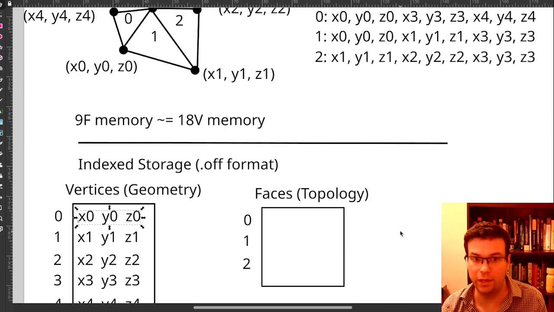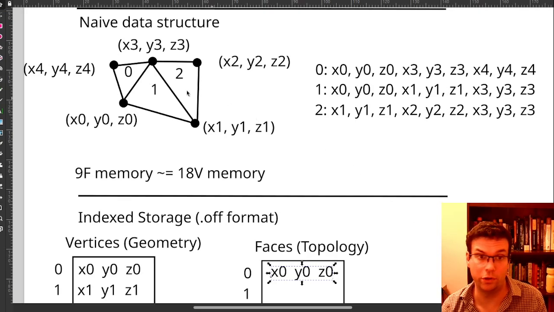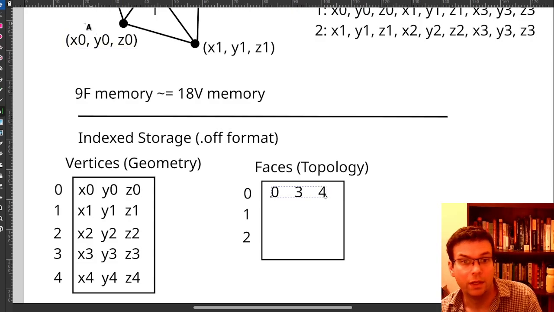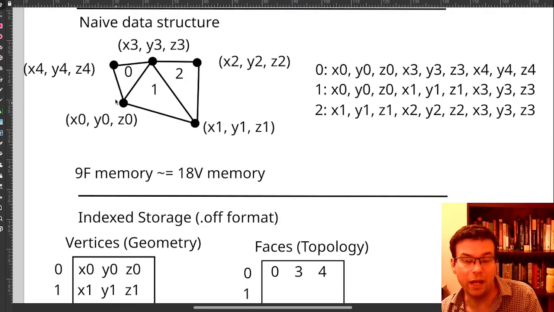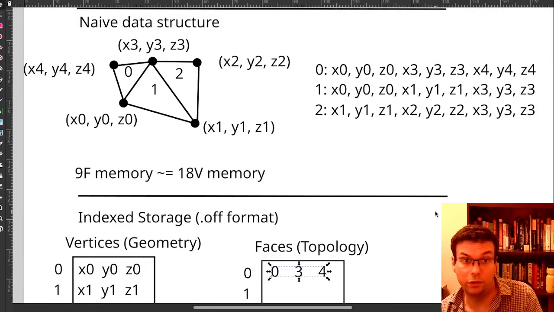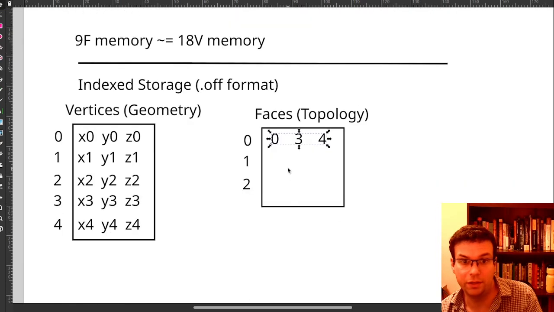I'll have each row of this table index the rows of this table. So you want to know how to draw the first face? Well, face 0 is made up of vertices 0, 3, and 4. Rather than storing coordinates explicitly, I'm basically storing pointers. Look up row 0, row 3, and row 4 in the vertex table. Now you have the coordinates you need to draw the first face. To draw the second face, that's going to be vertices 0, 1, and 3.